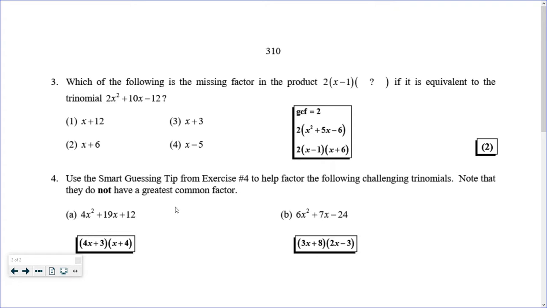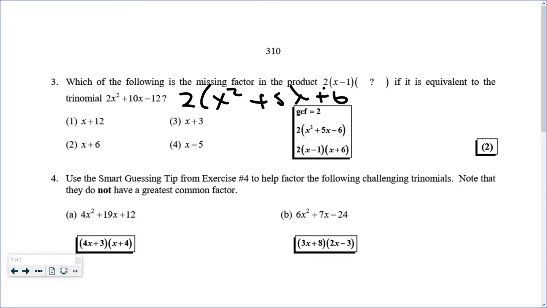Okay. Next one, they're trying to figure out what's missing. This is actually a very common Regents question. So if I'm being given this trinomial, I want to think first, what would I do to get rid of the greatest common factor? I'm left with x squared plus 5x minus 6.